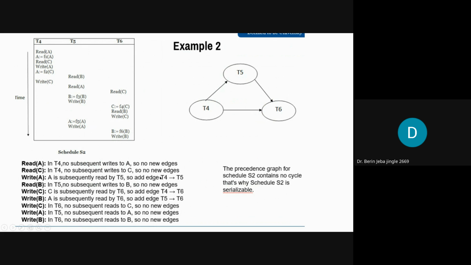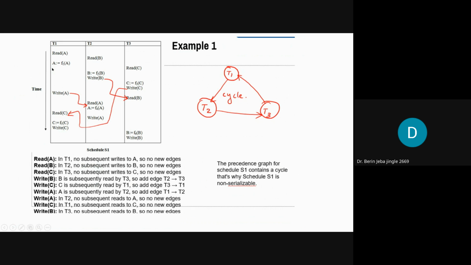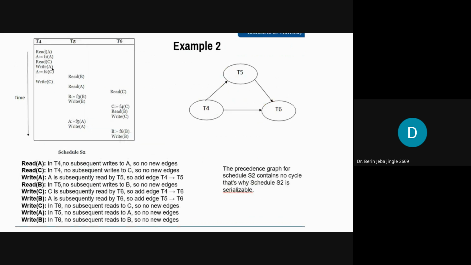So next we have to see the next read. When we see here write A in T4, where is this A used? Here, in T5, read A. So T5 depends on this one. So T5 is depending on T4.